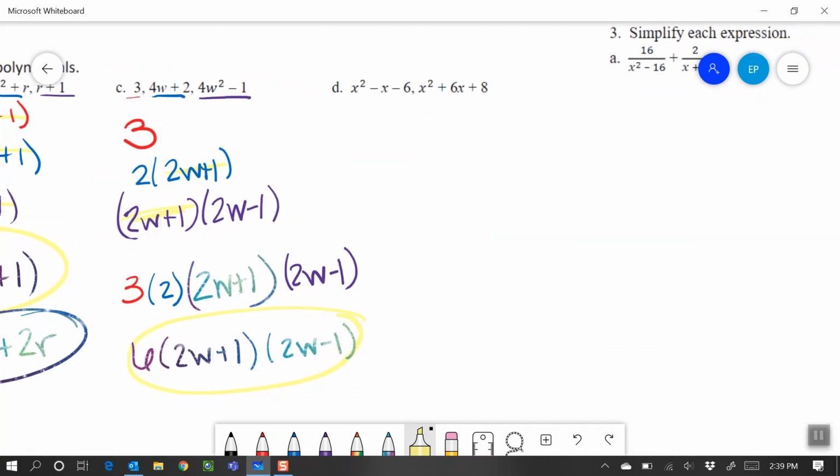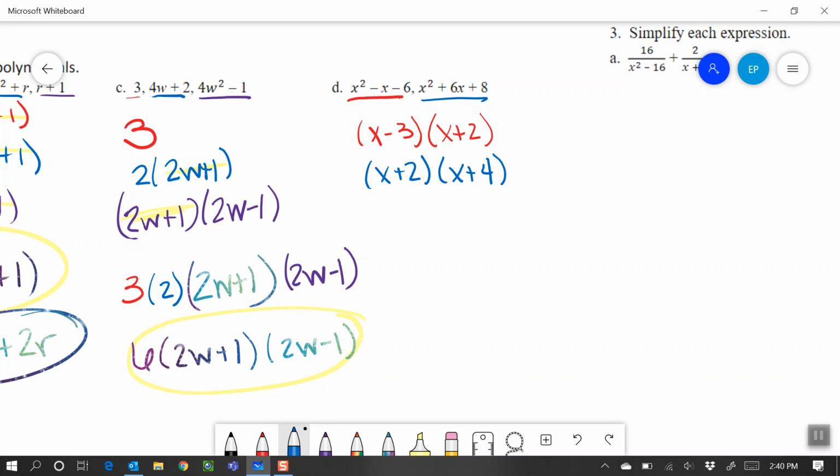Last one is D. So we're going to go colors. I only have 2 colors I need. So I need red and I need blue. So for red, factoring the first one, factors of -6 that add up to be -1 are going to be x minus 3, x plus 2. Factoring the next one, I'm going to have an 8 that adds up to be 6. So in blue, that's going to be an x plus 2 and an x plus 4.